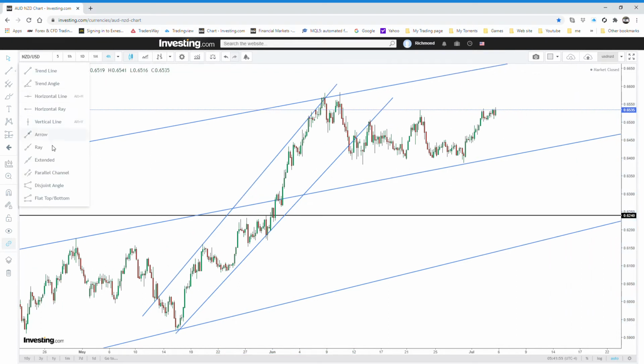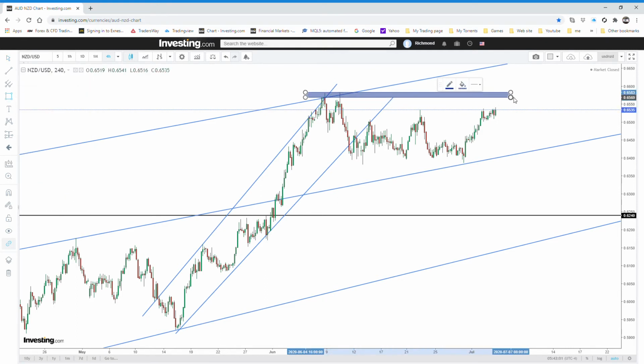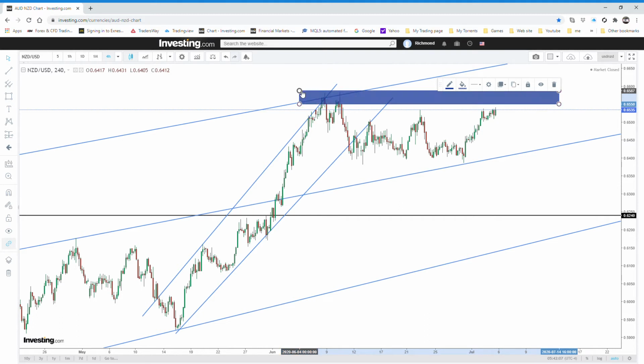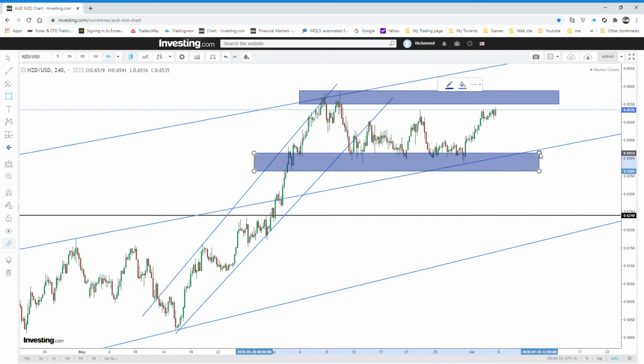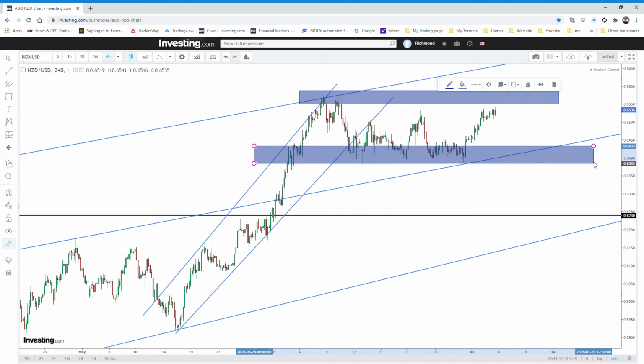I'm putting too many things on my graph. So this is what we have. This is our support, right? And then this is our resistance. So we have a support and resistance right here.